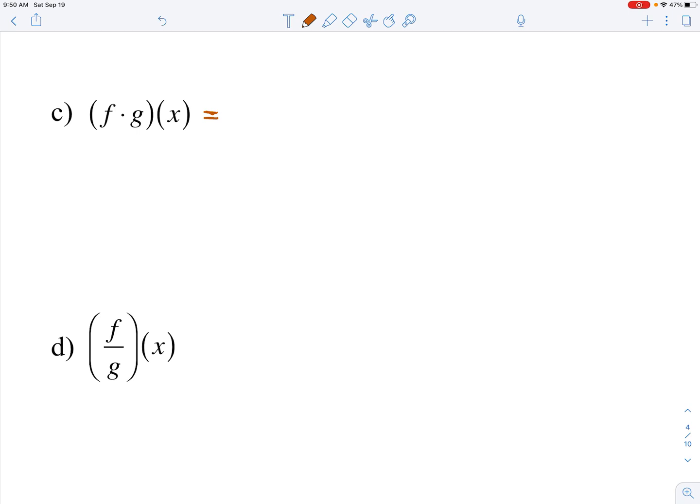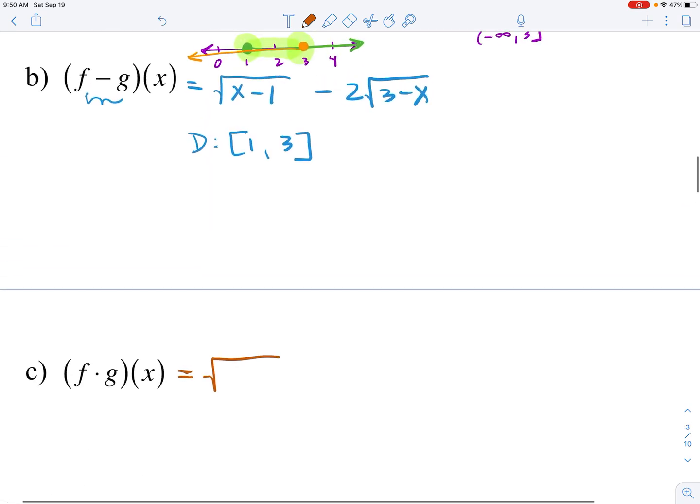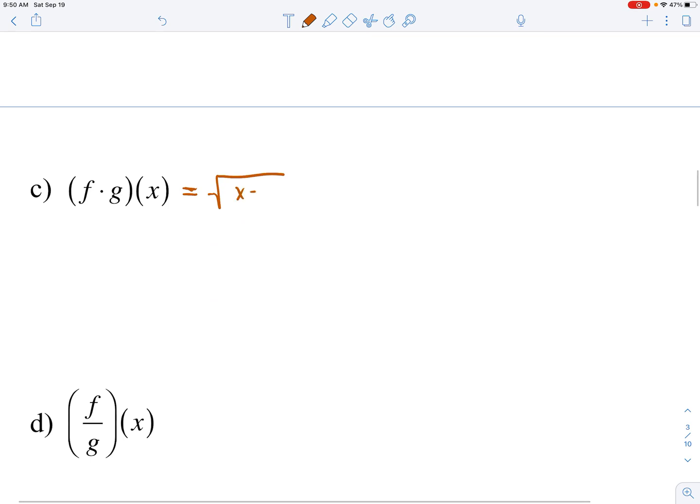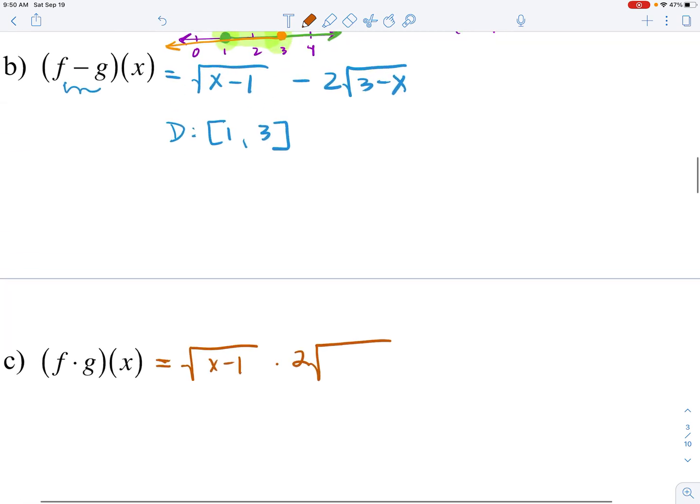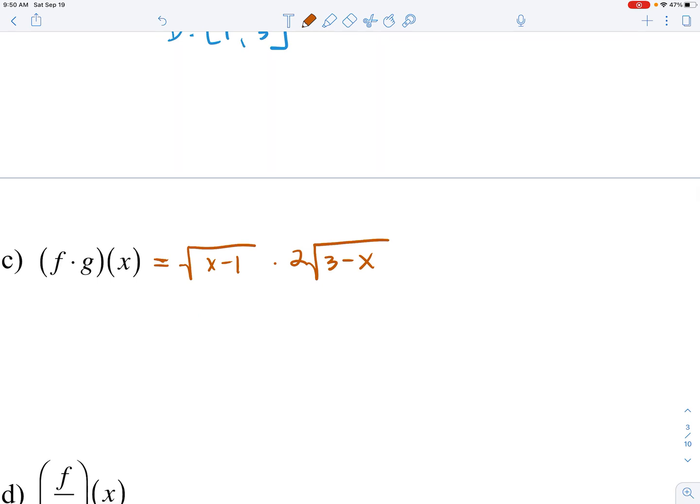Okay, now we're going to create a function for multiplying those two functions. So we take function f, so the square root of x minus 1, and then we are multiplying it by g, which is 2 times the square root of 3 minus x. This equation can be simplified.